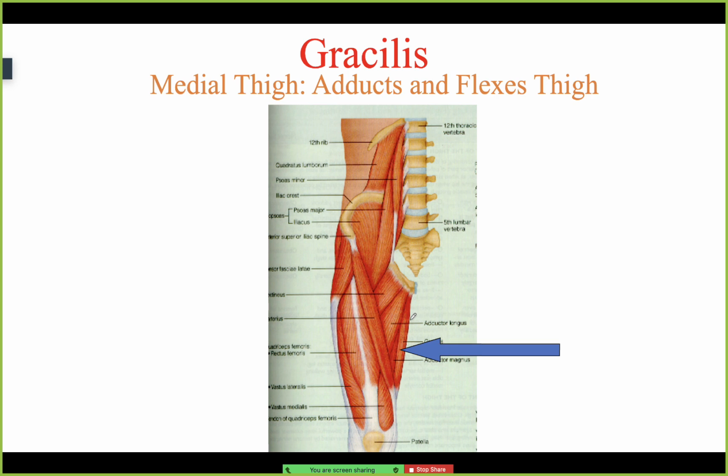Same picture, but now focusing on the gracilis muscle. When this muscle contracts, it's able to adduct and flex your thigh. So if your thigh, here's my stick figure.